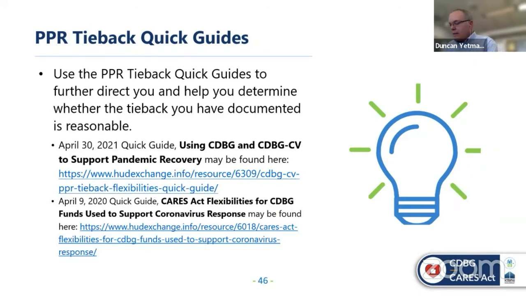Another tip here, how to really best do that. Use the PPR tieback quick guides. They will help further direct you and help you determine whether the tieback that you've documented is reasonable. The April 30th, 2021 quick guide, the link is shown on the screen, but you can also go to the HUD Exchange and find that resource fairly quickly. You can also find it at HUD.gov among the COVID-19 resources for CPD and CDBG programs. And the April 9th quick guide listed there as well.